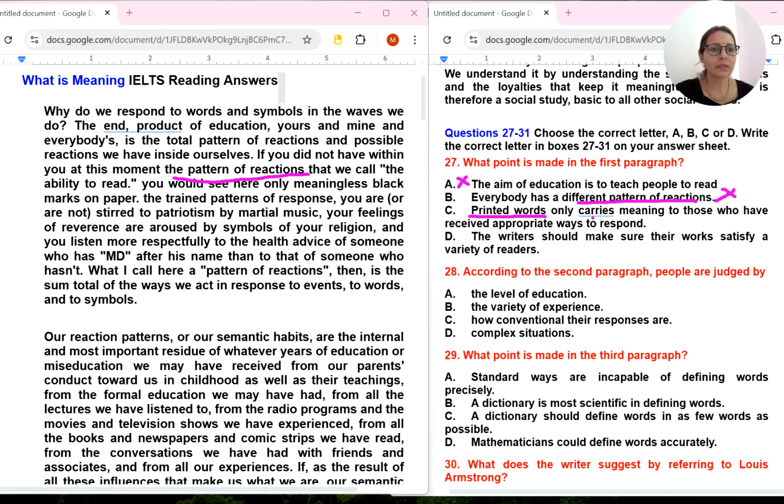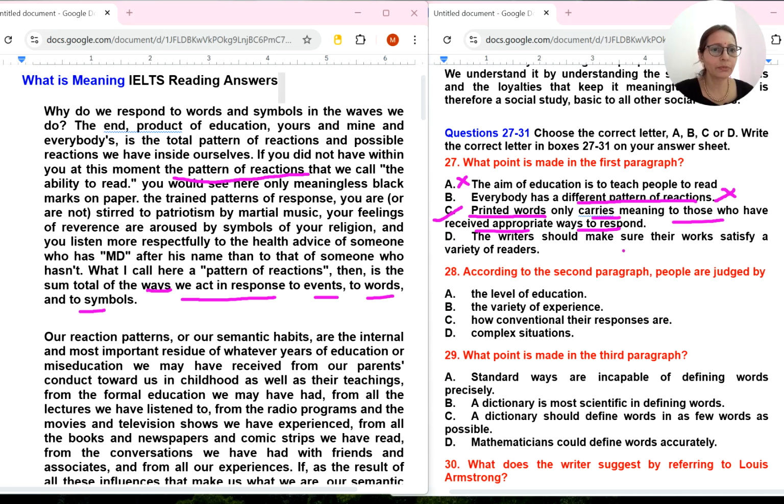Printed words only carry meaning to those who have received appropriate ways to respond. Okay, printed words, the words I have found here: what I call here a pattern of reactions then is the sum total of the ways we act in response to events. So here, those who have received appropriate ways to respond. Same words are there: to events, to words and to symbols. Words may be oral or written, and symbols definitely are written. So we can select this, C, and let's read D.